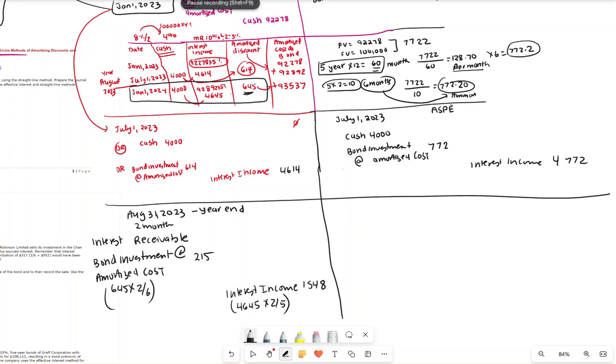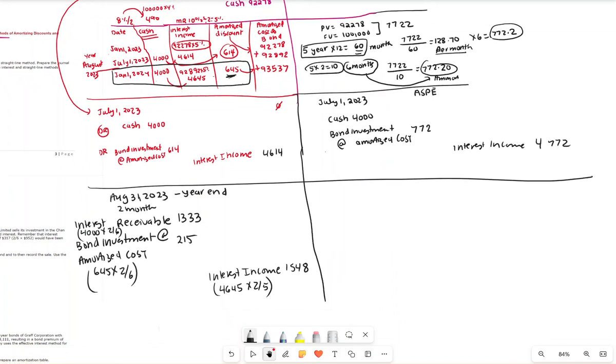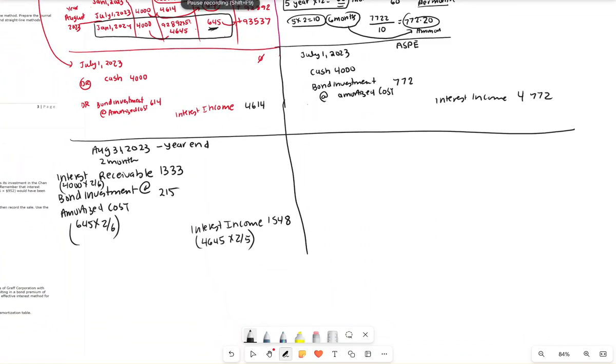Now what if I were to do the next one? My interest receivable is 4000 times 2 over 6. What do I get? 133. So that will be my entry, because I'm only doing it for the 2 months. What will be the 2 months? From July to August 31st.